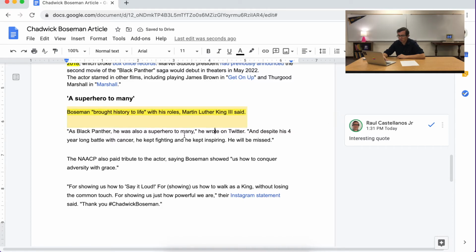As Black Panther, he was also a superhero to many, he wrote on Twitter. And despite his 4-year-long battle with cancer, he kept fighting and he kept inspiring. He will be missed.